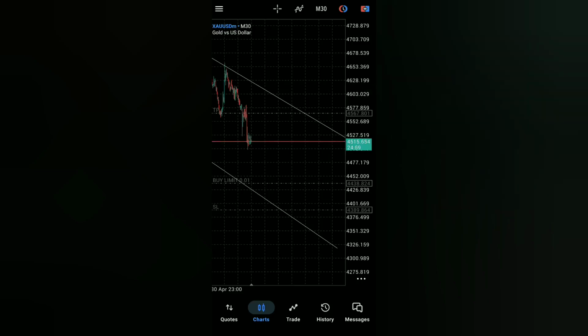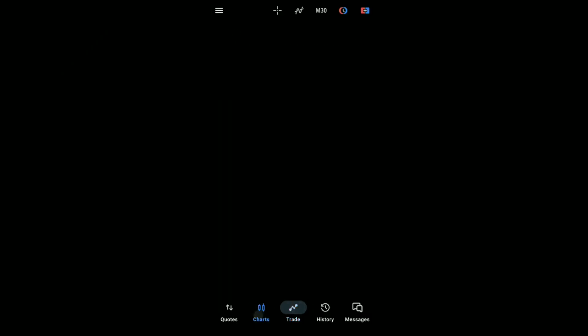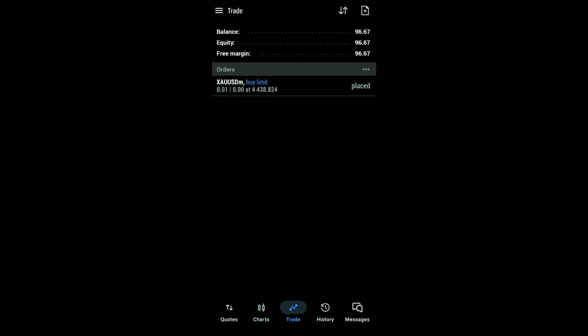I've not entered a trade. Look at what it's showing. Let's come to this trade down here. I've not entered. It says place. It's just pending. It has not entered.